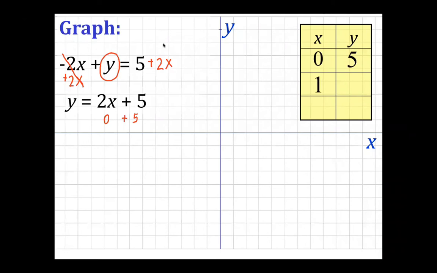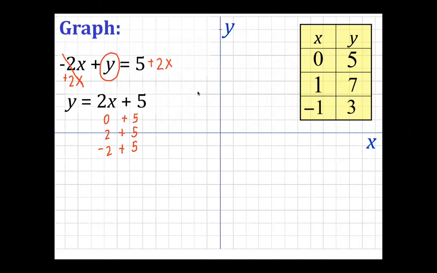I'll plug in 1 next. So 2 times 1 would be 2, plus 5 equals 7. And then I'll plug in -1. 2 times -1 would just be -2, plus 5 equals 3.